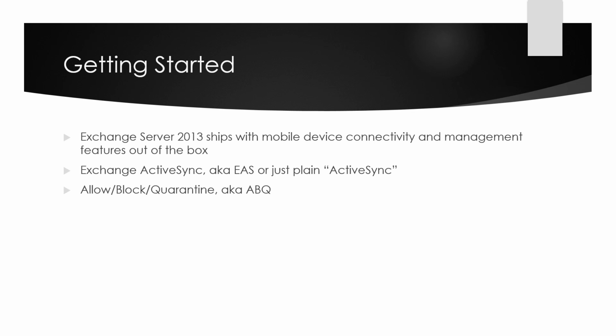When we're talking about mobile device connectivity, we're talking about Exchange ActiveSync, which is also known as EAS, or sometimes just plain ActiveSync. So anytime you hear me say ActiveSync or EAS, what we really mean is Exchange ActiveSync, which is the protocol that is used for mobile device connectivity in Exchange Server 2013. And one of the key parts of the mobile device connectivity process, which we're going to cover here in this particular video, is the Allow Block Quarantine process, also known as ABQ.